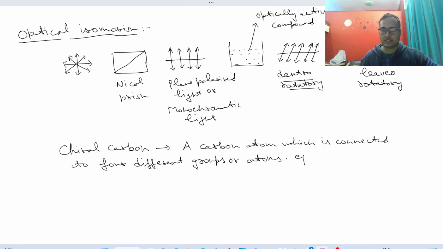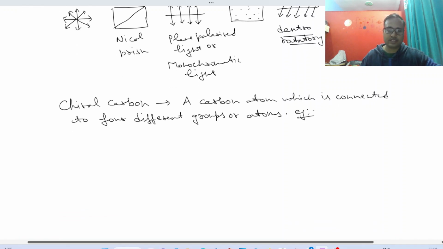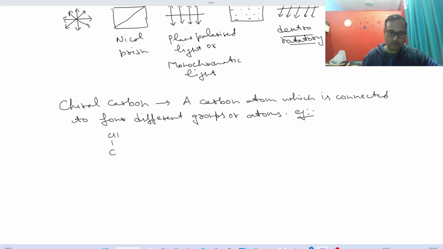Let us take an example. If we take this compound, CH3, C2H5, we can have hydrogen and we can put a bromine: 2-bromobutane. This 2-bromobutane will be an optically active compound because it contains one chiral carbon. So this carbon is a chiral carbon.